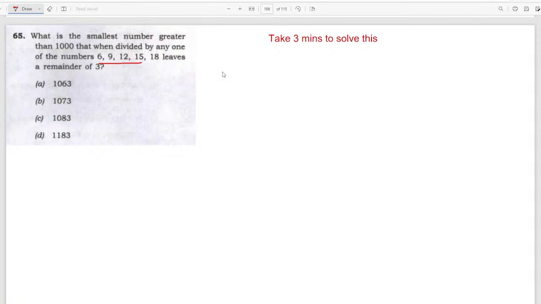So that number would be the LCM of 6, 9, 12, 15 and 18, plus 3. So that number would be the LCM of this plus 3, and that number should be greater than 1000.